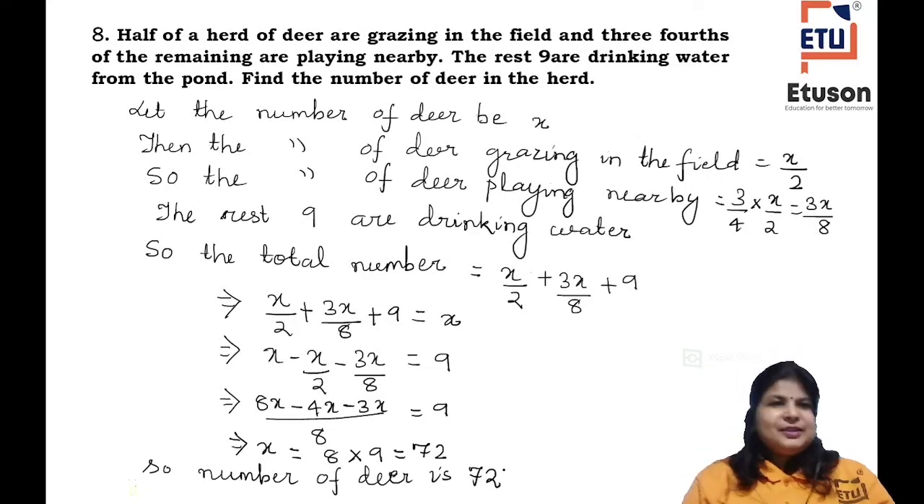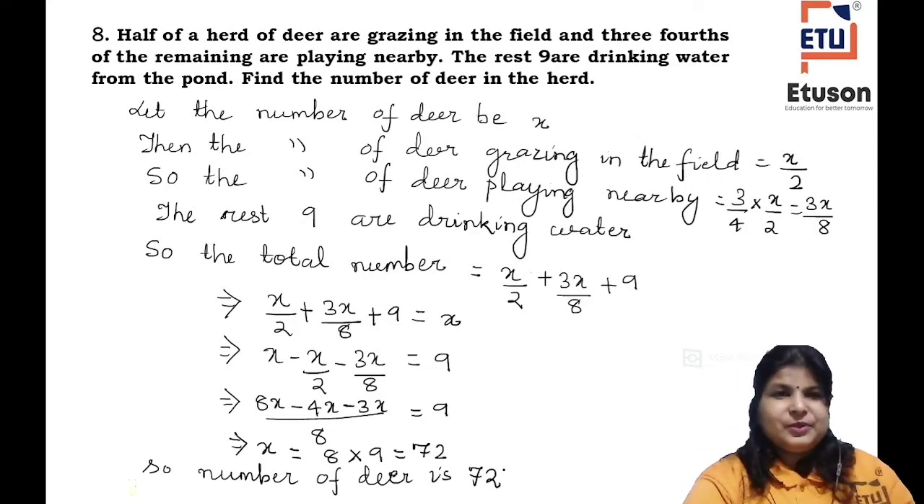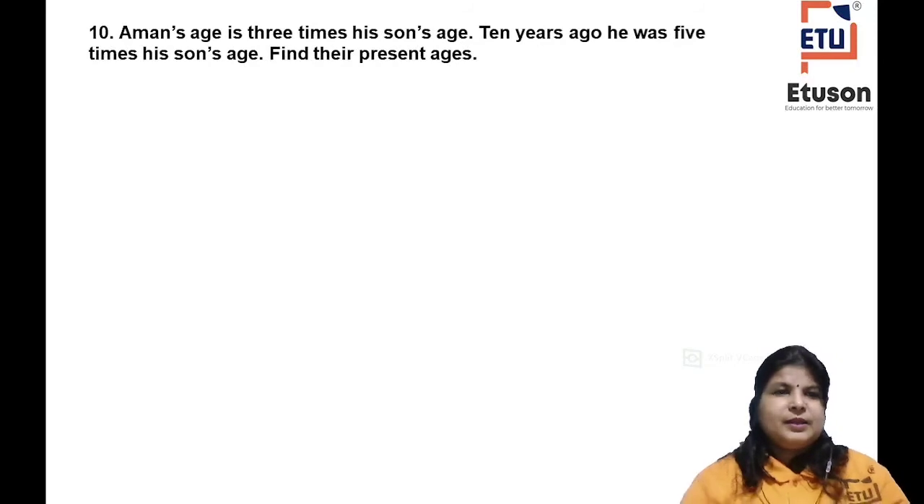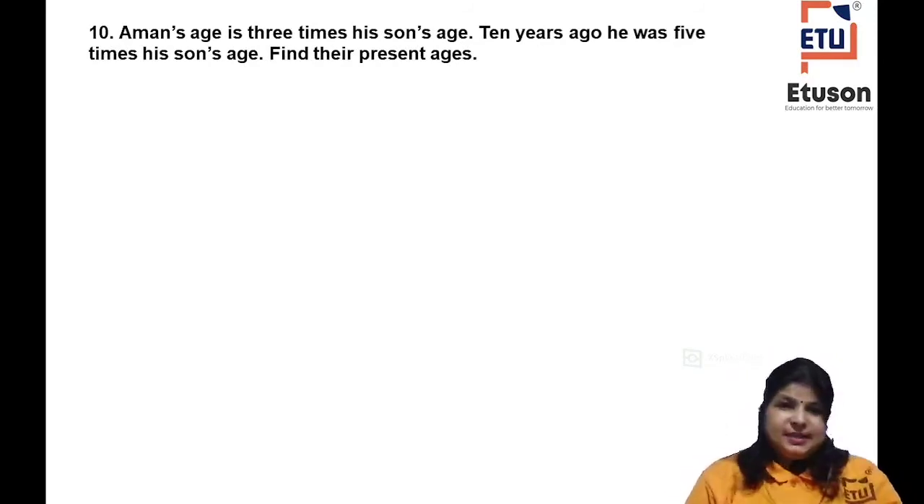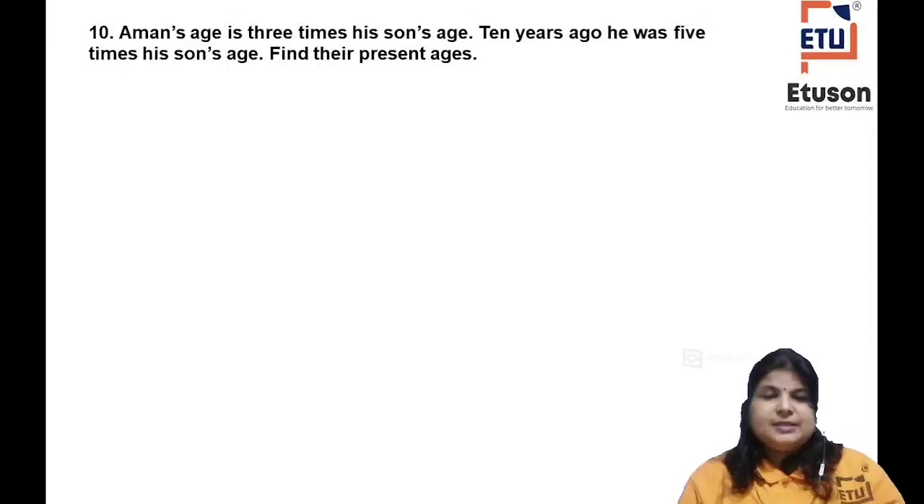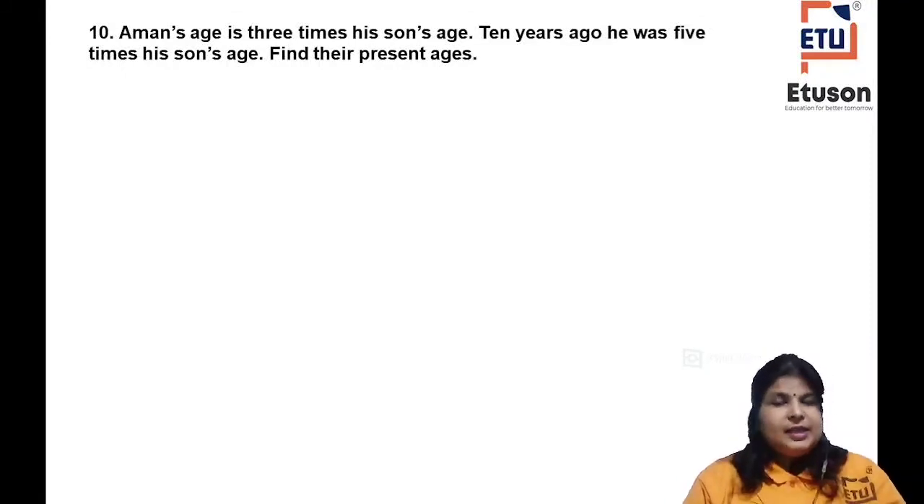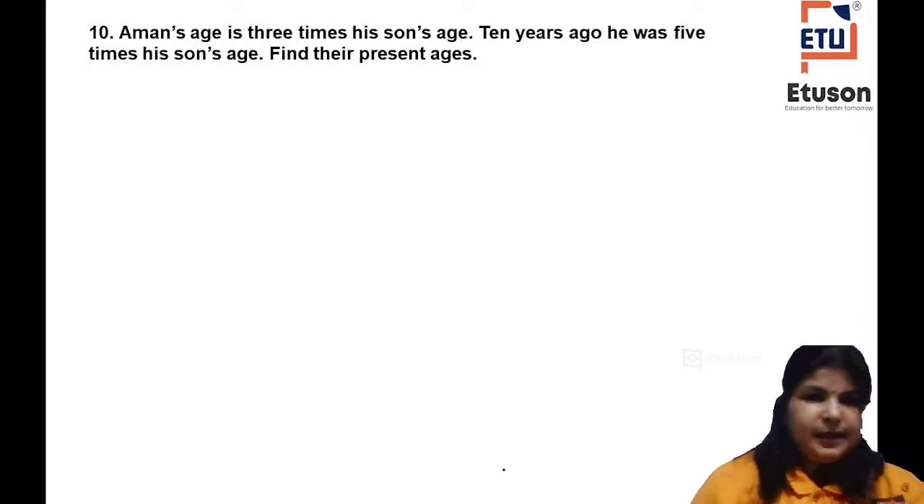Right? Okay, let us go to question number 10. A man's age is 3 times his son's age. 10 years ago, he was 5 times his son's age. Find their present age. We have already done such problems.